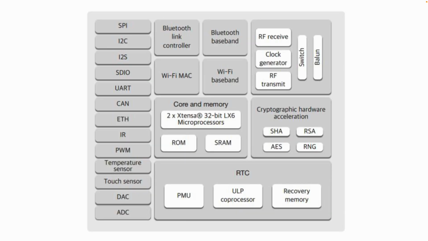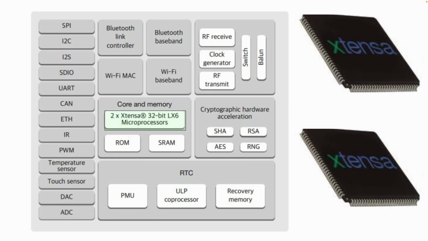Now, the main stuff is in the core and memory section. First, the microprocessors. These are Extensa 32-bit LX6 microprocessors, and there's two of them because each one accomplishes a different task. The first one is the protocol CPU. This handles Wi-Fi, Bluetooth, and peripherals. Second is the application CPU. This is the one that actually runs your code.